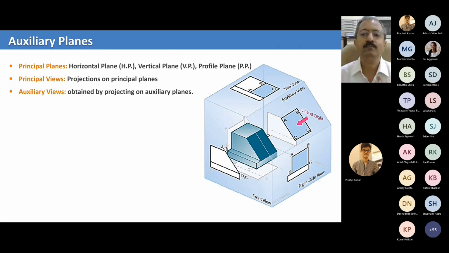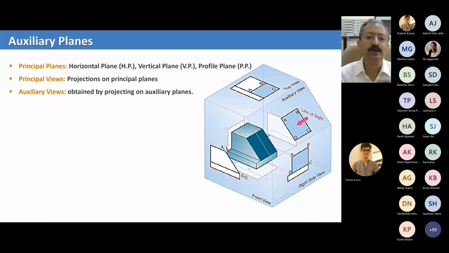Because if there are some faces of the object, the faces of course contain lines, lines contain points. If you have such faces which are not parallel to either the horizontal plane or vertical plane, then the projection of such inclined faces on horizontal plane or vertical plane are not true projections, in the sense that the length of the line or the area of a face will not be the same as the real area. So let's go back on that.